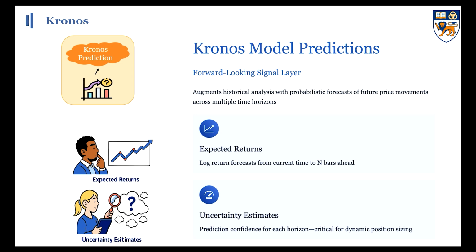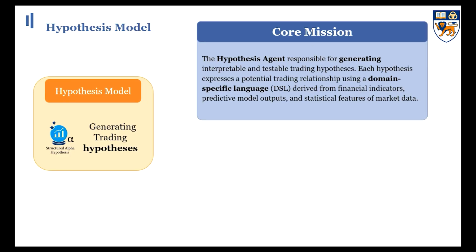Chronos predicts future price trajectories, and through repeated sampling, it estimates uncertainty levels. These predictive insights help guide hypothesis generation and risk control within the system. The hypothesis agent is responsible for generating trading hypotheses.